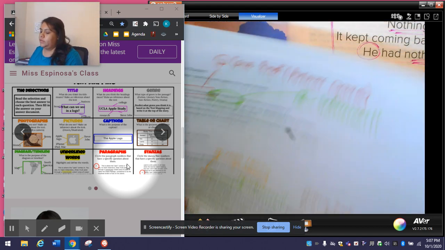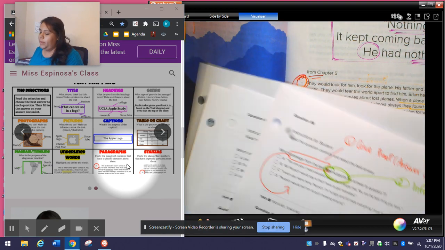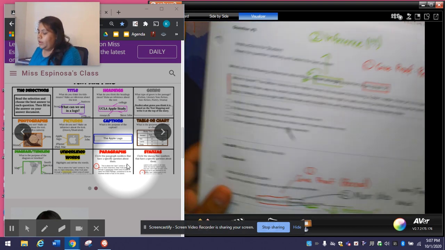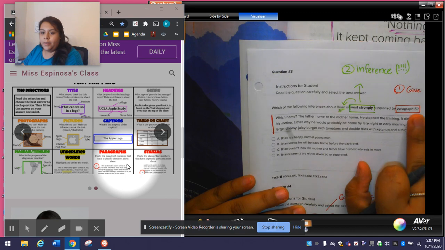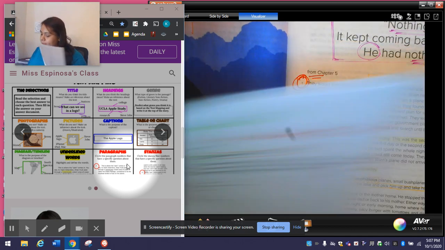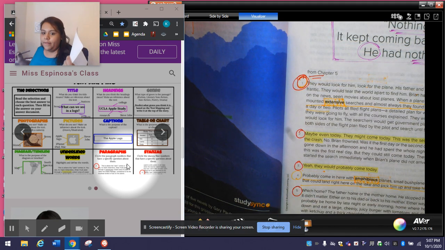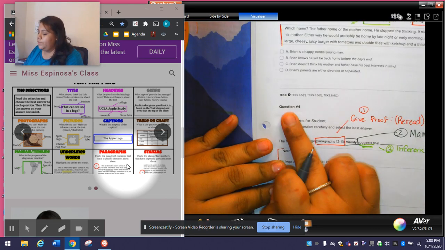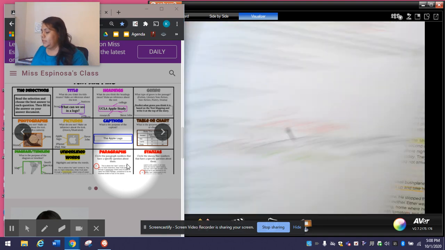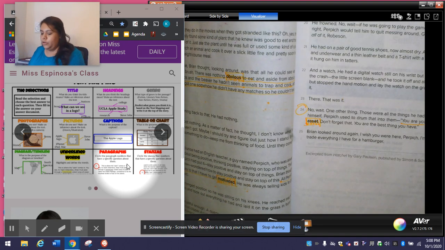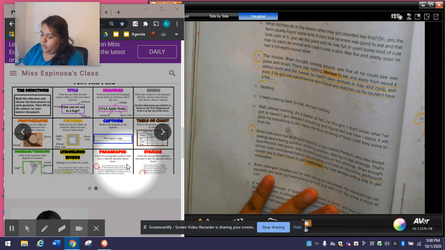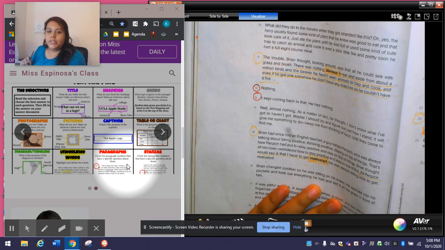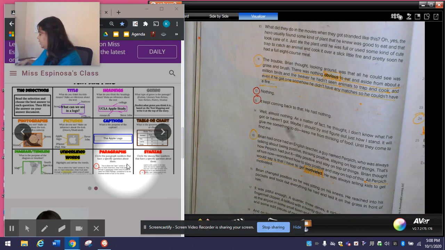Now I go to my next question, and that would be on question number 3. I see paragraph number 5, so I'm going to go back and circle paragraph 5. So far the beginning looks like I should be paying attention. Question 4 has paragraphs 12 and 13. So let's go to 12 and 13 and let's circle it. 12 and 13. Got it.